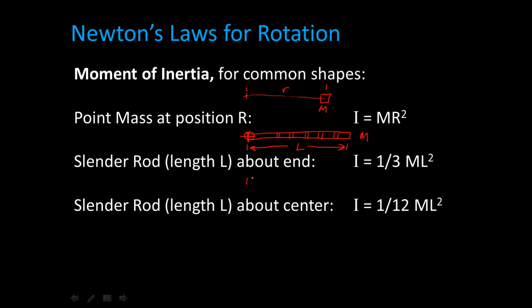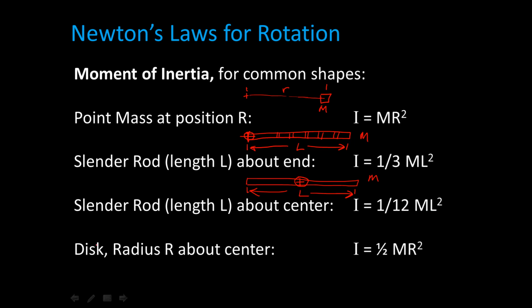Now let's take a look at something related to this, and that's a slender rod of length L about its center. So again, we'll have a slender rod here, mass uniformly distributed, length L, but in this case we're looking at rotating it about the center right here. And we do the integral, we find that the moment of inertia is 1/12 the mass of the rod times L squared.